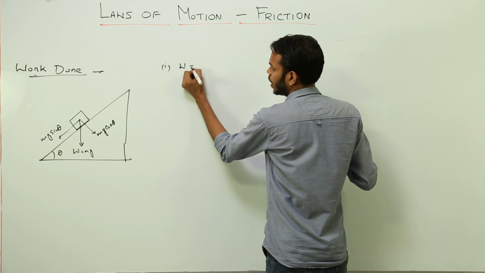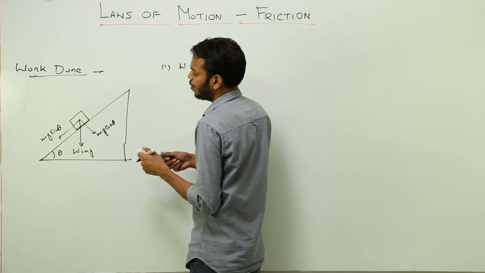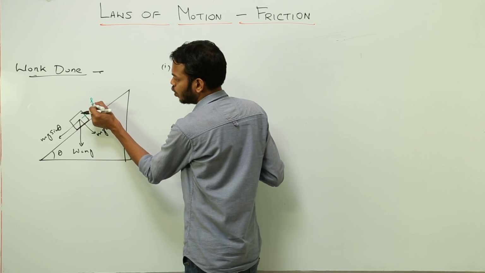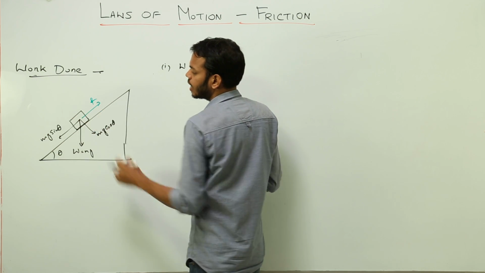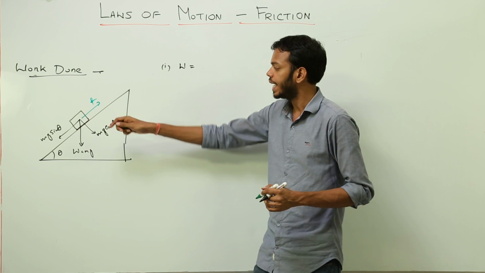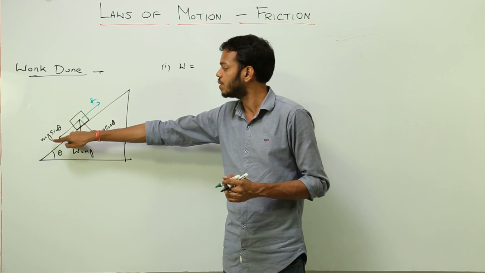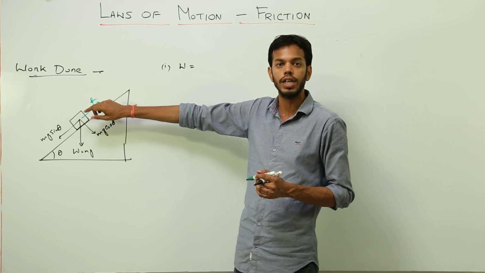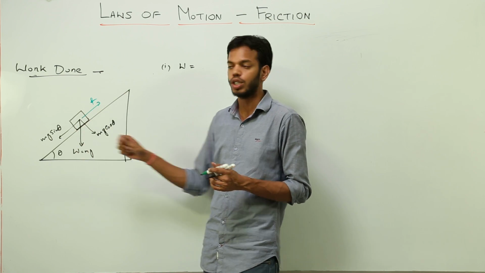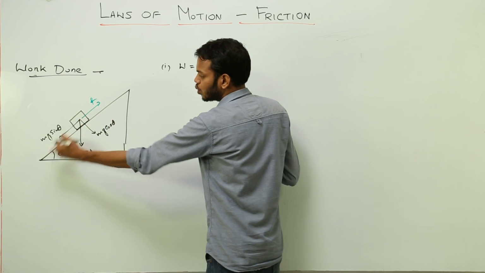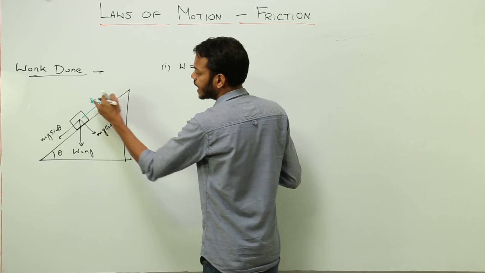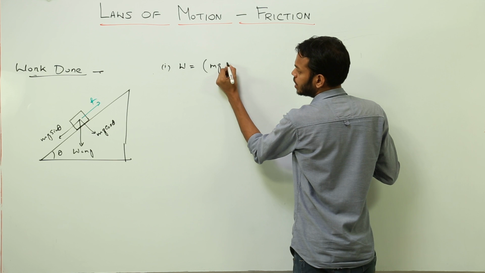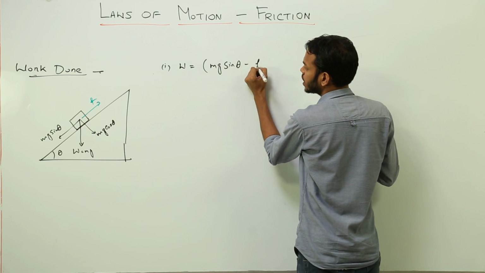In this case, what would be the net force acting on the body? If this is the component which is taking the body downwards, this component of force is greater than the frictional force, that is why the body is moving. If these two forces were equal, the body would have remained stationary at this point. There won't be any sliding motion, right? So if the body is going downwards, that means this force is definitely greater than the frictional force. So the net force acting on the body is mg sin theta minus frictional force.